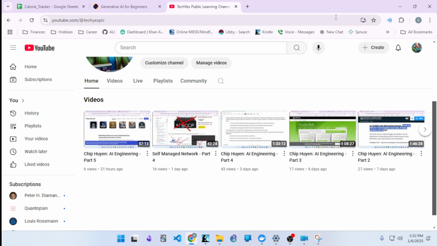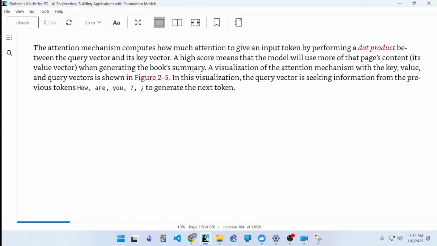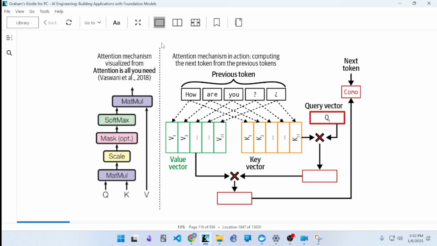Let's make a bit more progress here. So this is going to be the visualization that explains the attention mechanism, from Attention Is All You Need, Vaswani et al., 2018. Really bad title for a research paper. It almost makes it sound like human attention is the only thing that you need in this case, and you don't need anything else. But that's very wrong on a number of fronts.